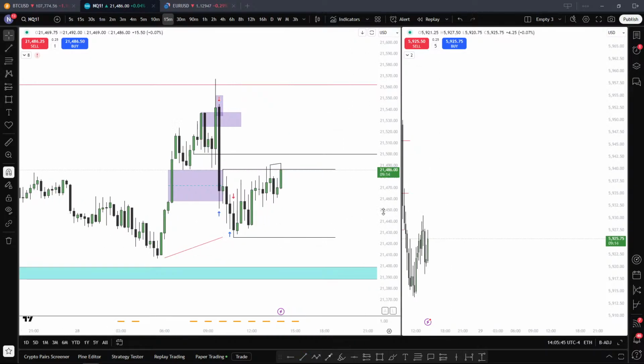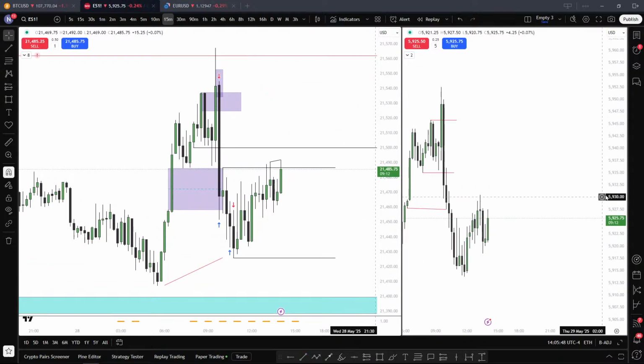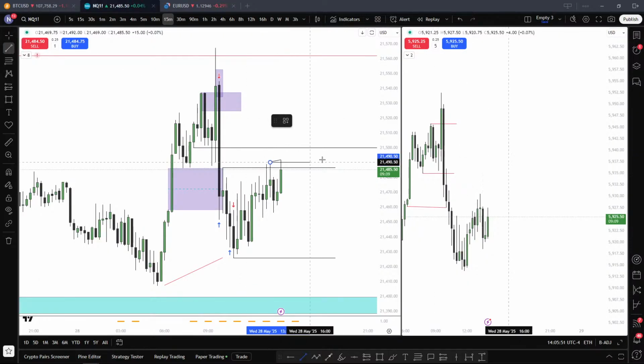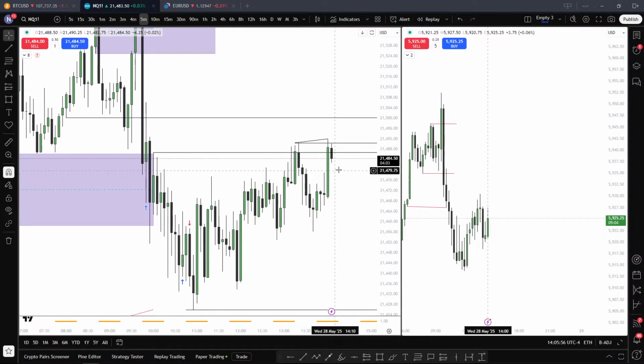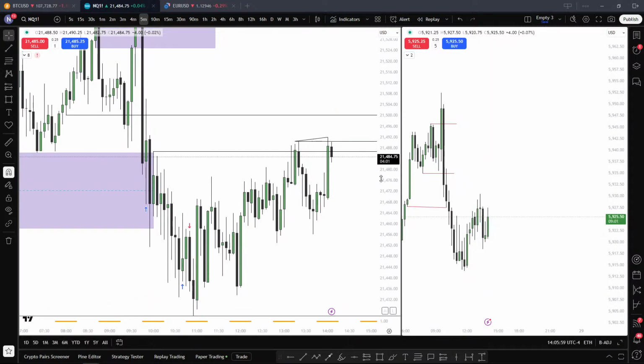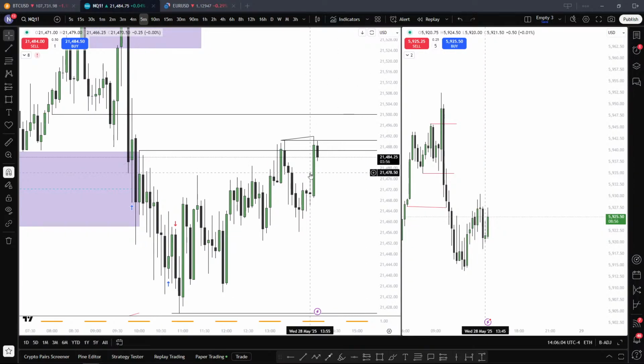The moment we do have this 15-minute SMT, swept the range high. Doesn't look too bad. We'll have to see how we react off this order block first. But I'm liking the reaction of the high at the moment. To me, it looks like we're setting up a run to move lower.